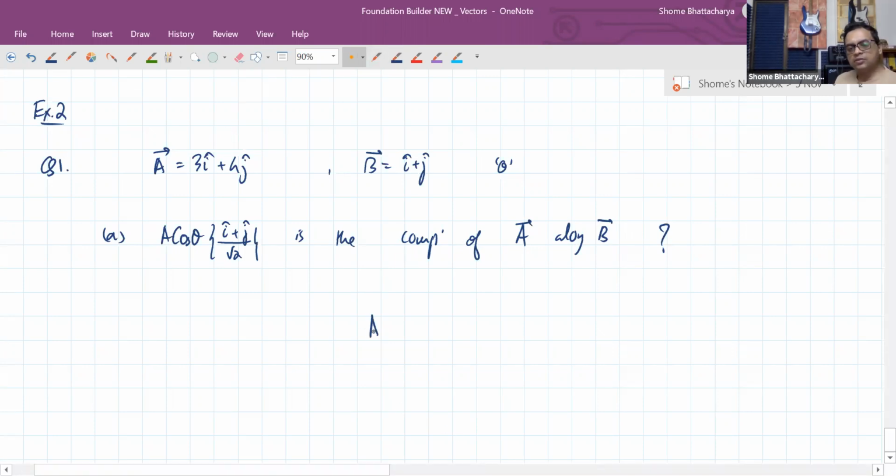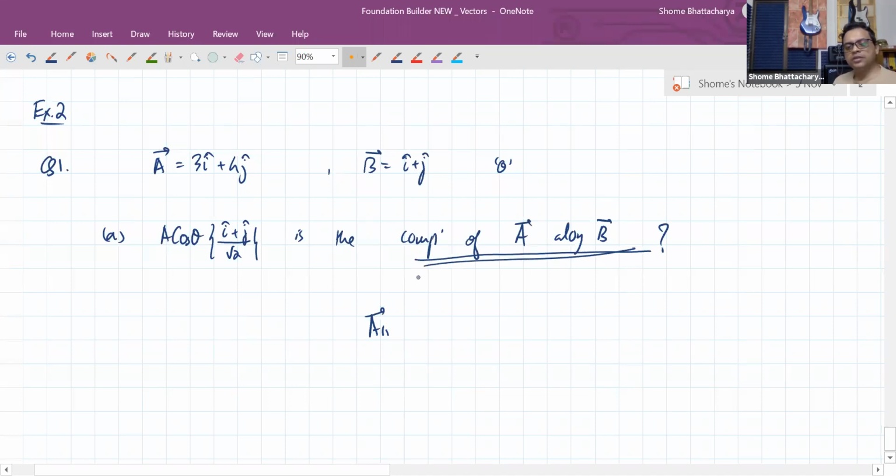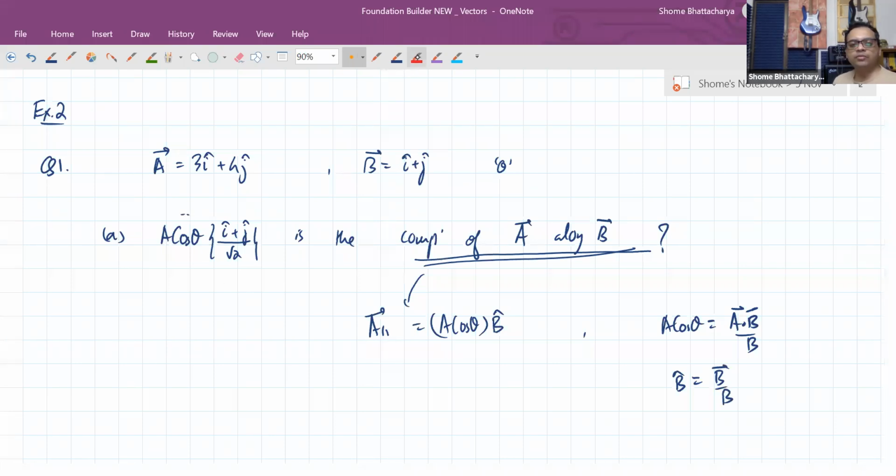So you know that A's component along B, we can write this as A cos theta into B cap. Okay. Where we know the formula for A cos theta, it's A dot B divided by mod B. And we know the formula for B cap, it is B divided by mod B. But here you can see that this is already given not in form in magnitude. It's just given as a formula. So this is correct. This part is correct. This we already know this is correct.